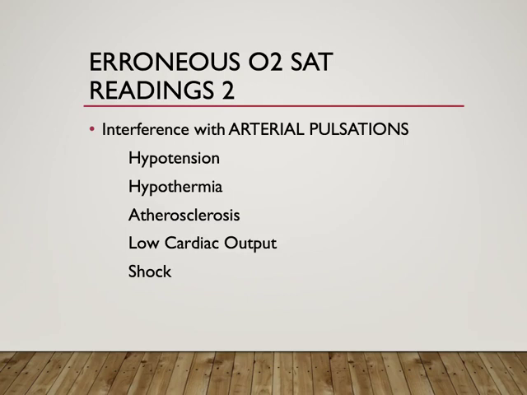The other thing, okay, so the last problems were all light transmission. Now let's talk about problems with arterial pulsations. When you have hypotension, the body shifts all the blood to your major organs to try to oxygenate those major organs. So what does that do for us? It causes vasoconstriction in our fingers and distal digits, right? So we get an erroneous reading.